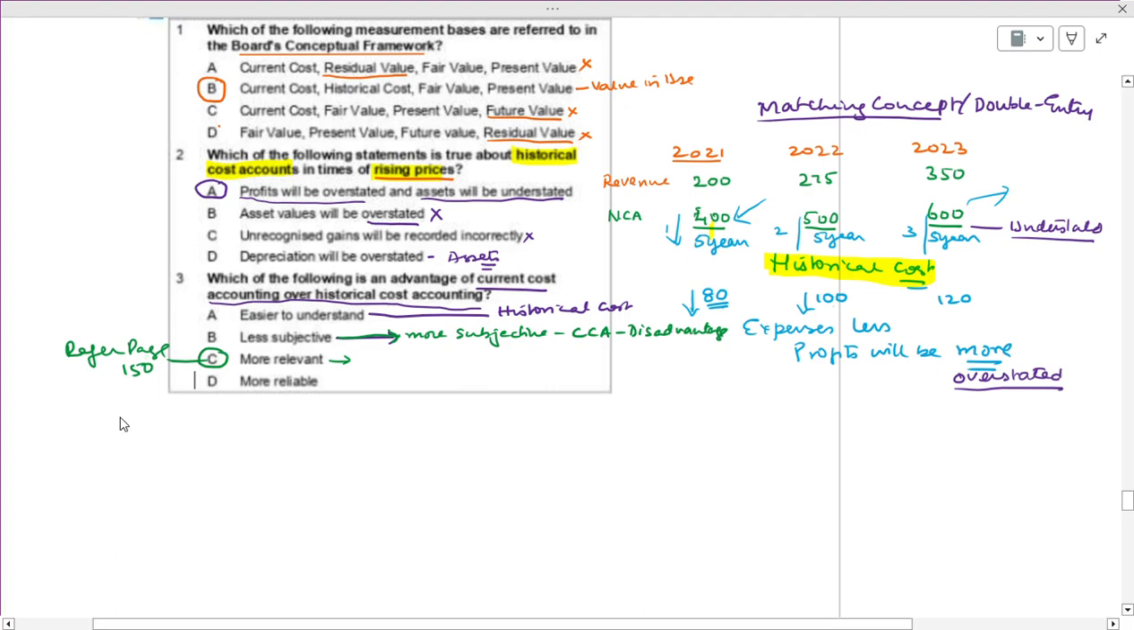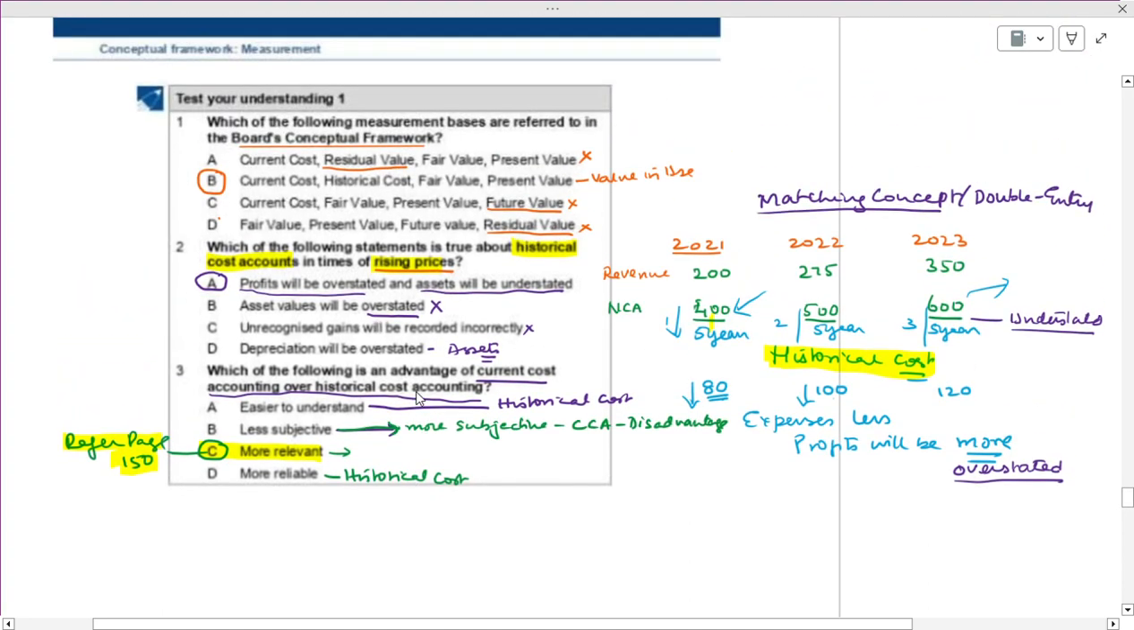And more reliable is which one? More reliable is historical cost accounting. Are you clear about this? I have written the page number here also. Is it okay? Yes. Fine.